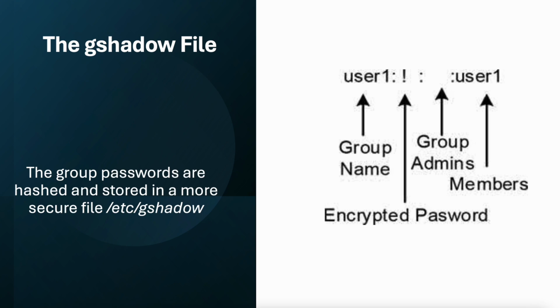This file has 4 columns, where the first column is for the group name, the second column is for the encrypted password. If you get an exclamation mark, it means no password is set. The third column stores the group admin information, and the last column stores the group members information. So this was the theory part of basic user management.